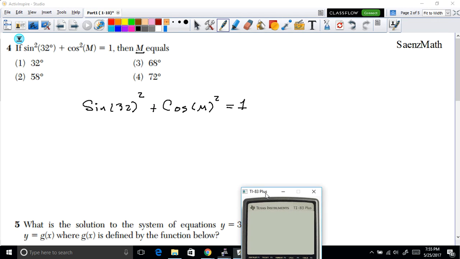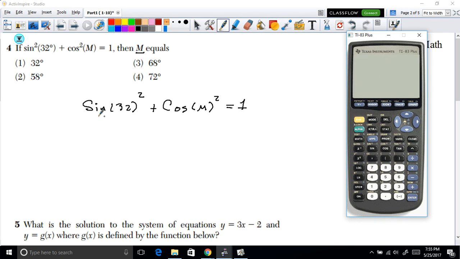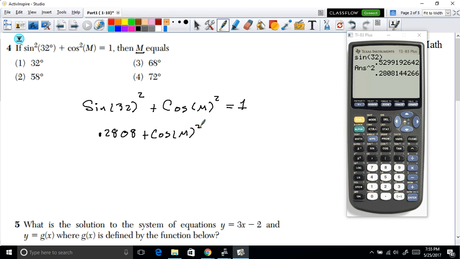But notice that here we can find the value of this using our calculator. We can see that the sine of 32, well, before I press enter, make sure that your calculator is in degree mode. That's great. So the sine of 32 is equal to 0.5299. But we want the sine of 32 squared. So let's just square this. So that means that sine squared of 32 is equal to just 0.2808. I'm just going to use 4 decimal places there. So plus cosine squared of m equals 1. And again, we want to solve for m.